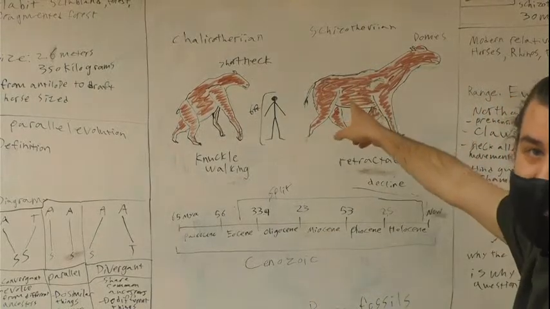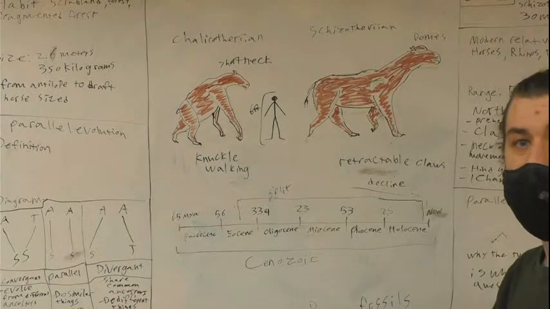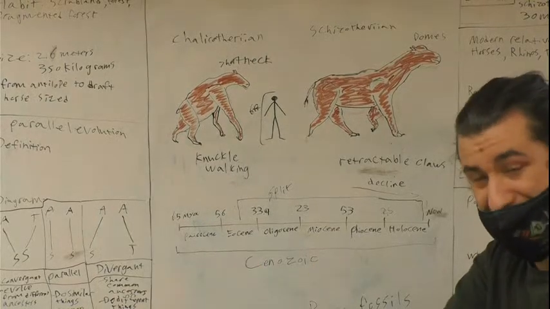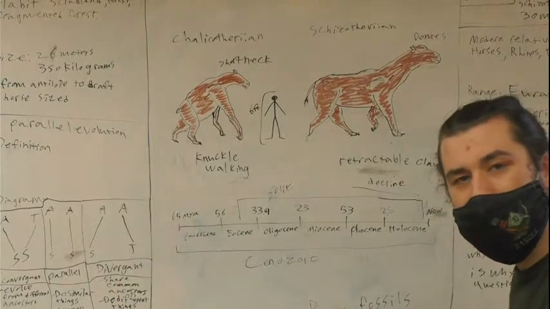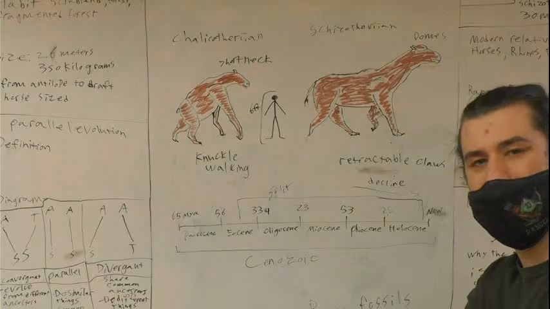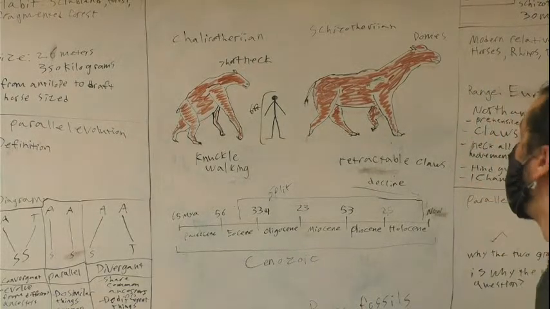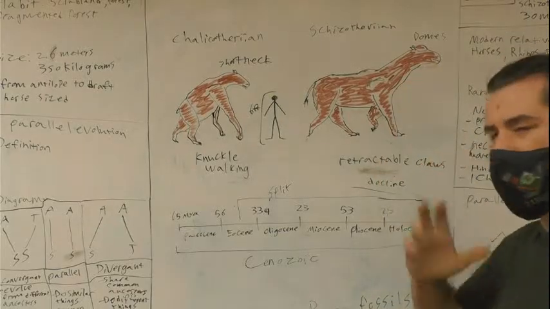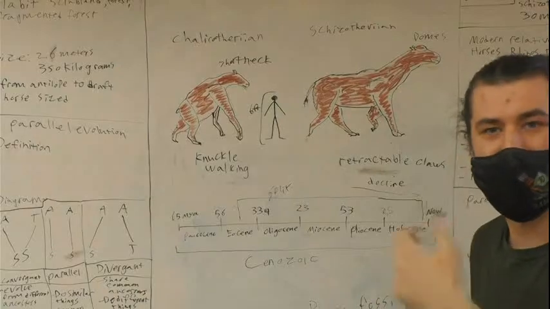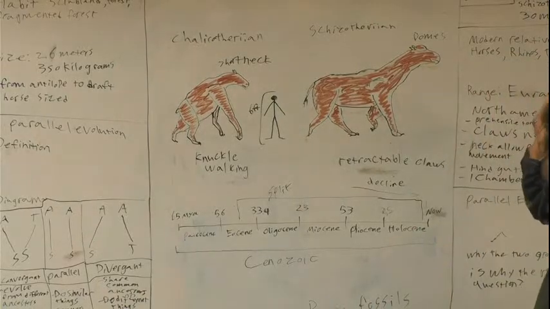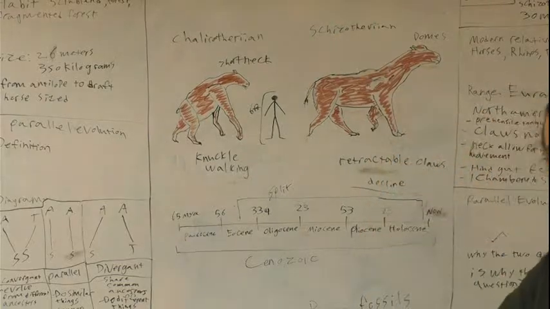Whereas the Schizotherians, these animals were rather interesting. So they walked what we would call plantigrade, or flat on the bottoms of their feet. And actually, much like cats today, had retractable claws. They had specialized tendons and bones so they could retract those and keep them off the ground. They also grew these really long necks, almost like giraffes or okapis today. And they would use those to be able to reach up to food without having to rear up onto their hind legs.